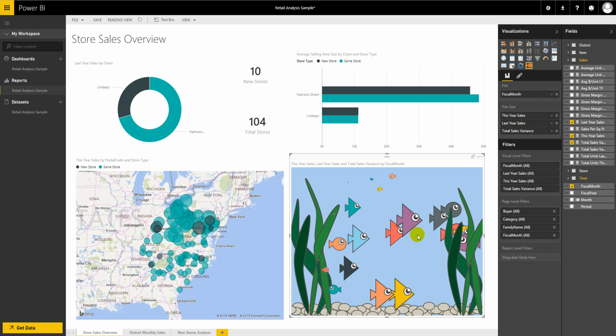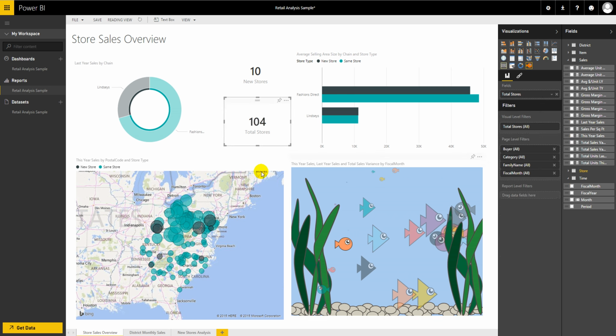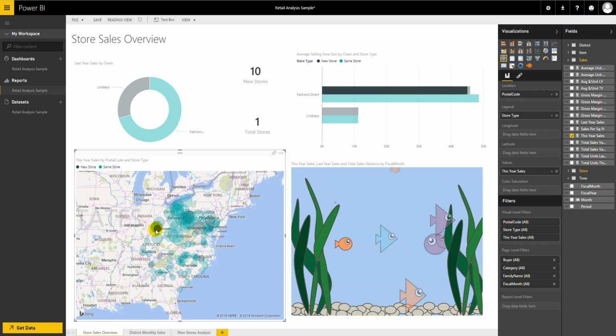It is integrated with Power BI, so you can kind of click on these things to interact with the other charts. It's not really the intended vision, but you can do it.